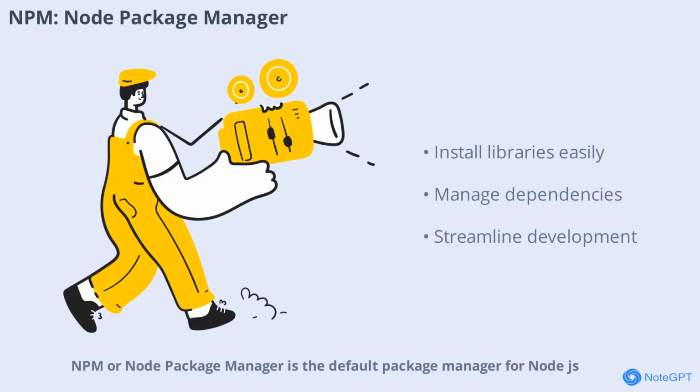NPM, or Node Package Manager, is the default package manager for Node.js. It allows you to install, share, and manage libraries and tools for your JavaScript projects. With thousands of packages available, NPM makes it easy to add new features and streamline development. We'll see how to use NPM to manage dependencies and keep your projects organized.